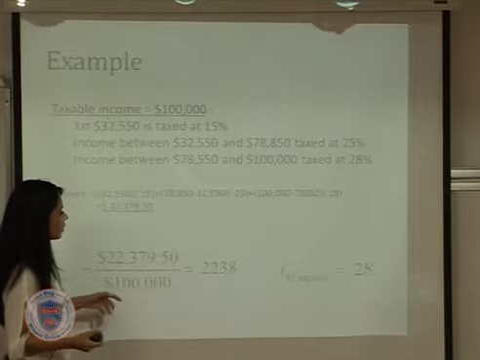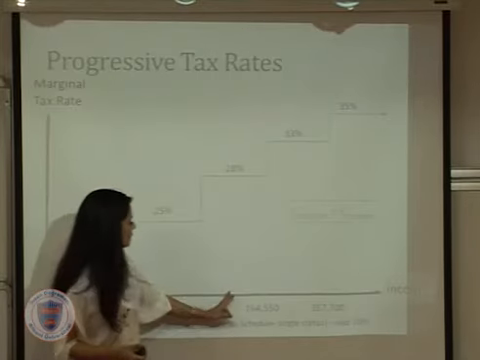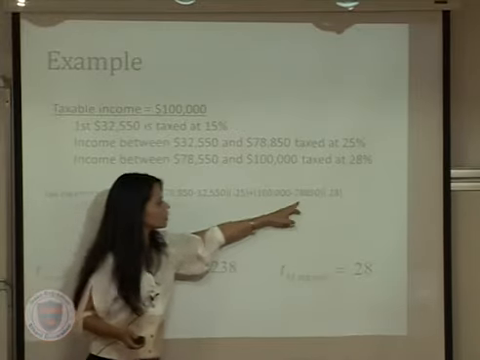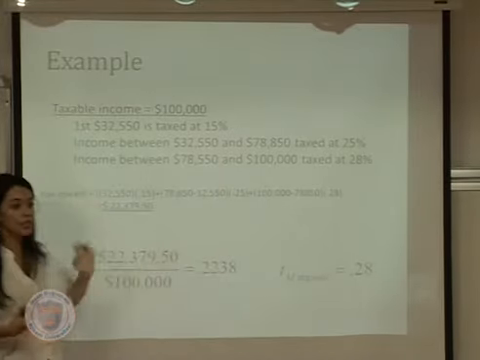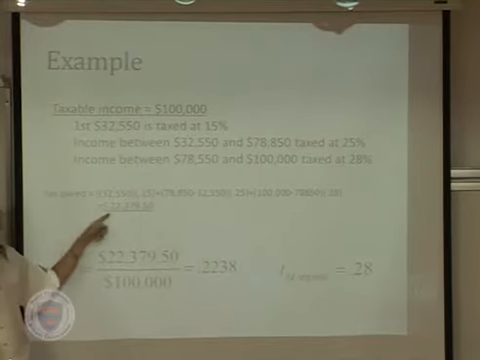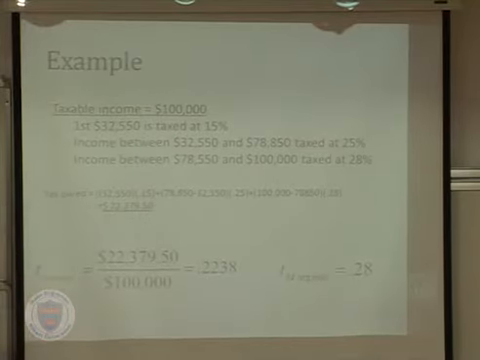Then from 100,000 to 78, you pay 28%. So from here, the total tax you pay to the government will be 22,000.